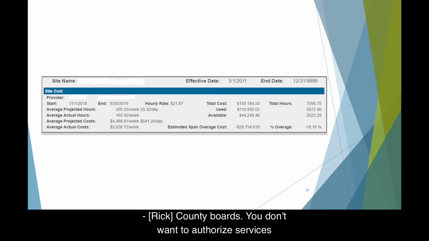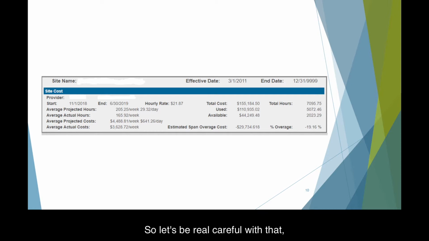County boards, you don't want to authorize services based upon the hours available to the provider through their staffing. You still want to continue to authorize services based upon need. So let's be real careful with that, because you don't want to constantly lower the projected hours just because the provider may not have staff available during that particular month.